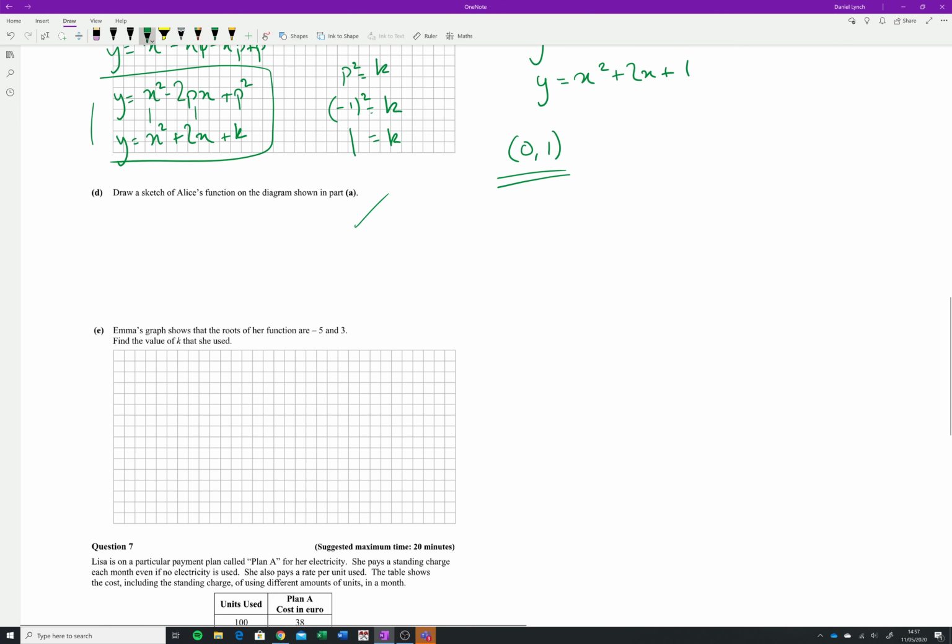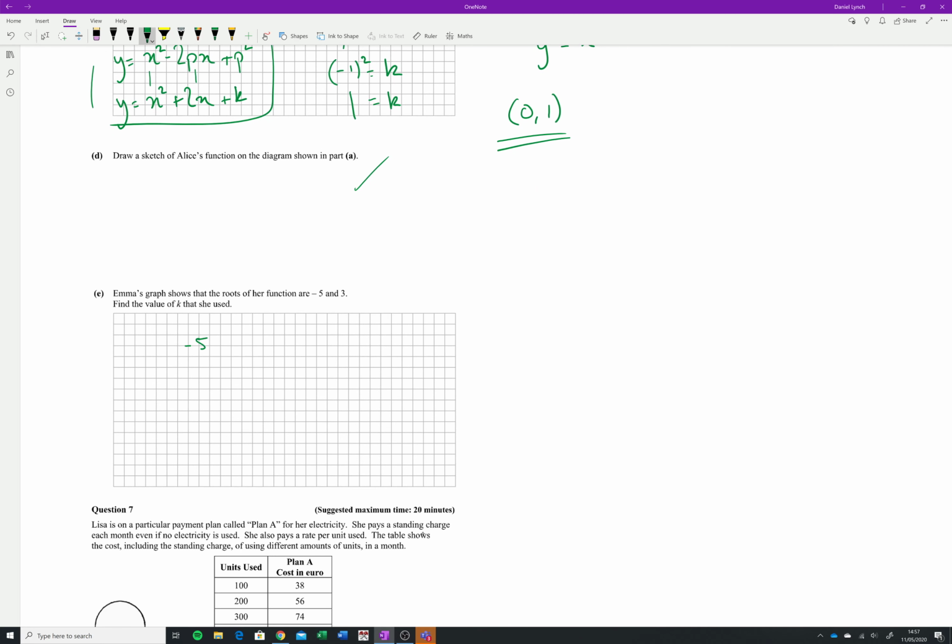Emma's graph shows the roots of her function are x equals -5 and x equals 3. So her brackets must be x plus 5 times x minus 3. So we'll multiply that out: x squared minus 3x plus 5x minus 15, x squared plus 2x, which is what we wanted, minus 15. There we have it. Okay, what k value did she use? She used k equals minus 15. That's our answer.